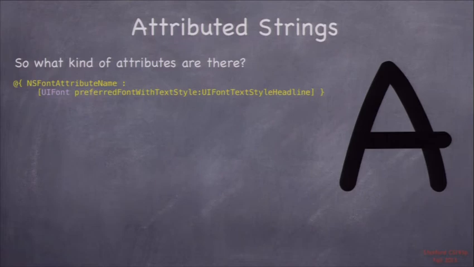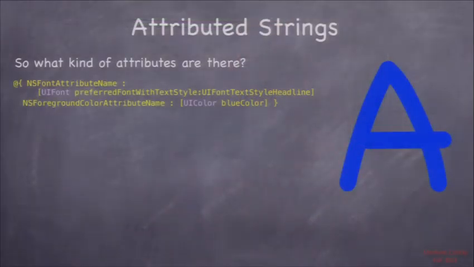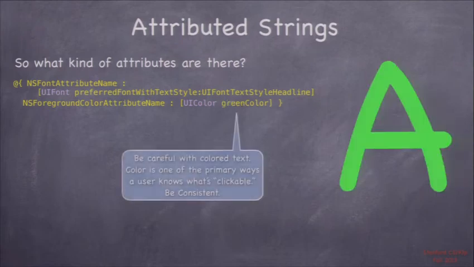So if I had a dictionary that just had this in there, nothing else, the default text color is black, so probably my letter A would look like that. What if I added this key-value pair to my dictionary? NSForegroundColorAttributeName, UIColor blueColor. So here the key is this foreground color attribute name, and the value is a UIColor. That changed it to blue. And I could change it to green if I wanted to.